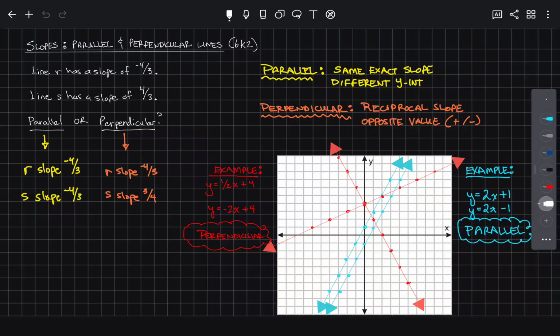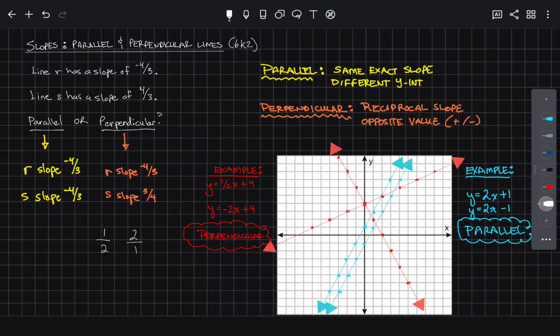So here are two examples in red if you wanted to take a look at the notes and see how whenever you have the reciprocal and the opposite value, this negative 2x and this 1/2, if you want to compare them, it would be 1/2 and 2 over 1.